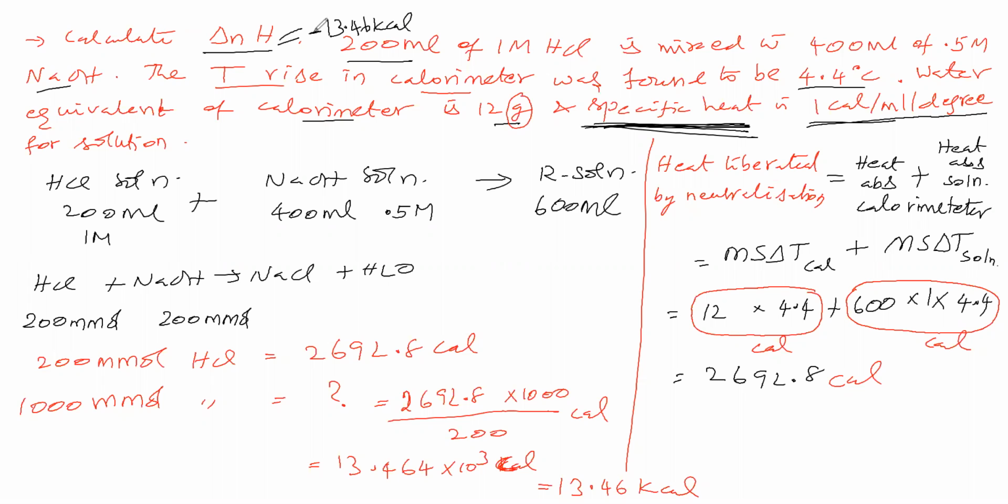Neutralization means heat is liberated. Liberated means we have to give a negative sign, because heat is liberated. Exothermic we have to say. Therefore, enthalpy of neutralization is minus 13.46 kilocalories. If you convert this into kilojoule, we will get 57.32 kilojoule.